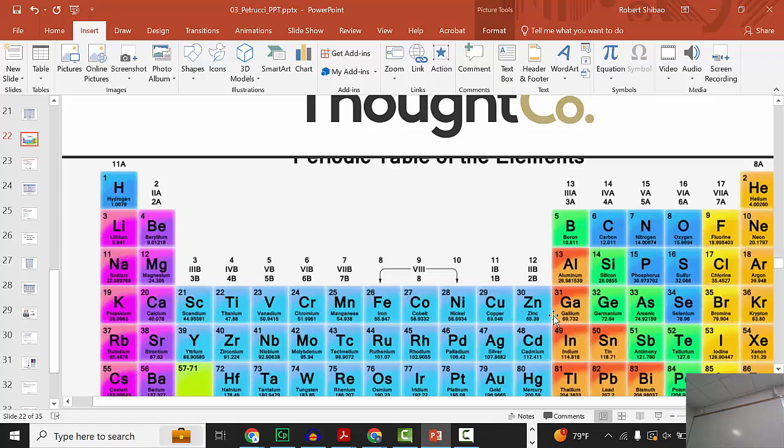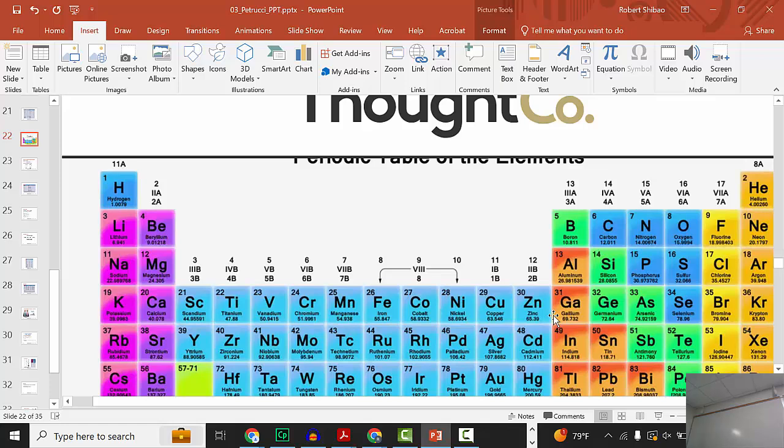I don't know what happened with this. This is 11A, so this is a typo. But group 1A over here should have a plus 1 charge. How about pseudo group 1? This should also have a plus 1 charge. But these are rules. These aren't laws. And so there are exceptions to rules.